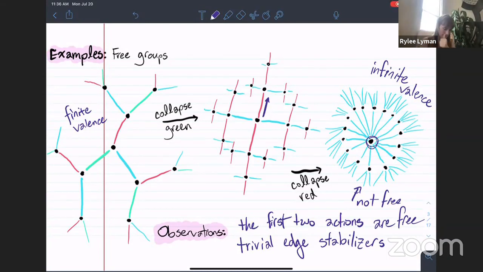Great. And I guess next week we'll think of graphs of groups that have trivial edge stabilizers and free vertex stabilizers as being free splittings. So come back for Radhika's talk to hear more about that. Great, so that's our first example.